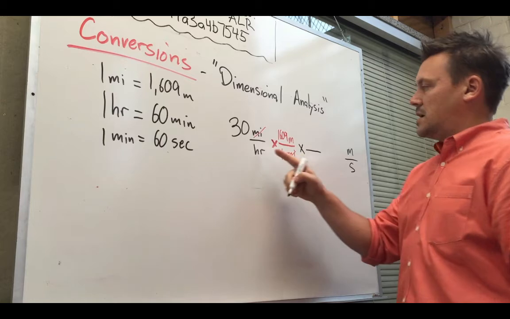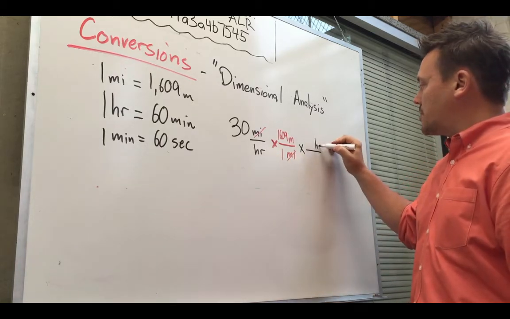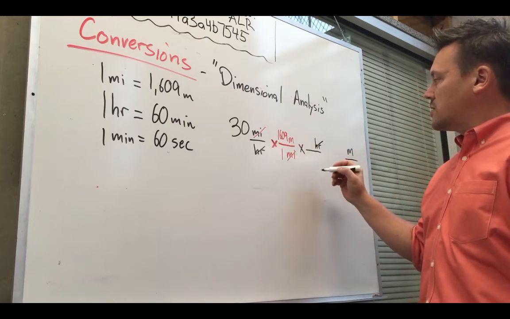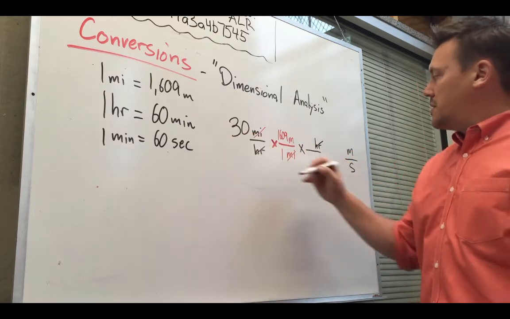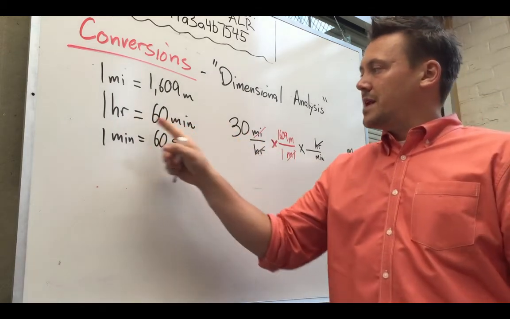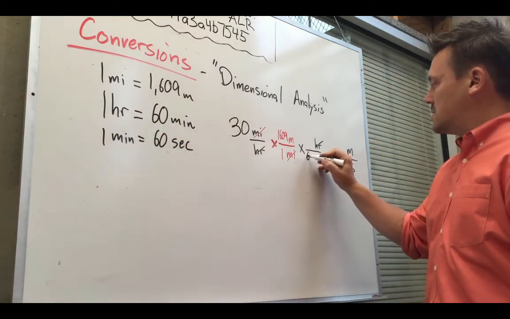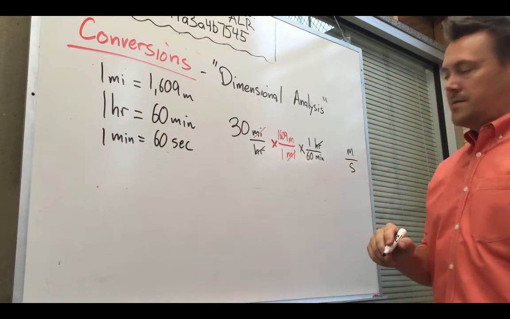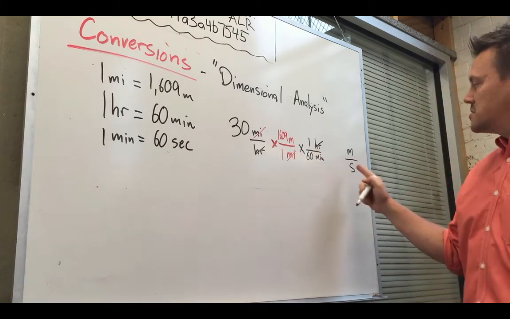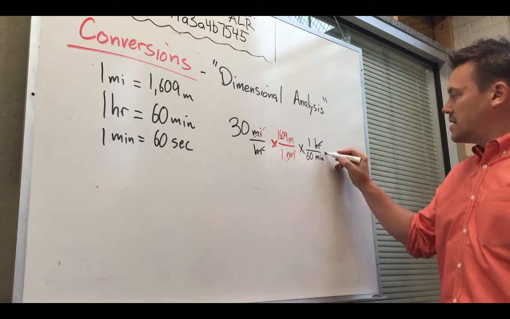Cross out hours. I want to get rid of hours, so I'm going to put the hours up on top because then this hour will cross out. And I'm going to replace it with minutes. So what's my fraction that I'm going to set up with this conversion factor? 60 minutes, 1 hour. The hours cross out, and I'm left with minutes. But minutes isn't what I want. I want seconds. So I need to do this again.